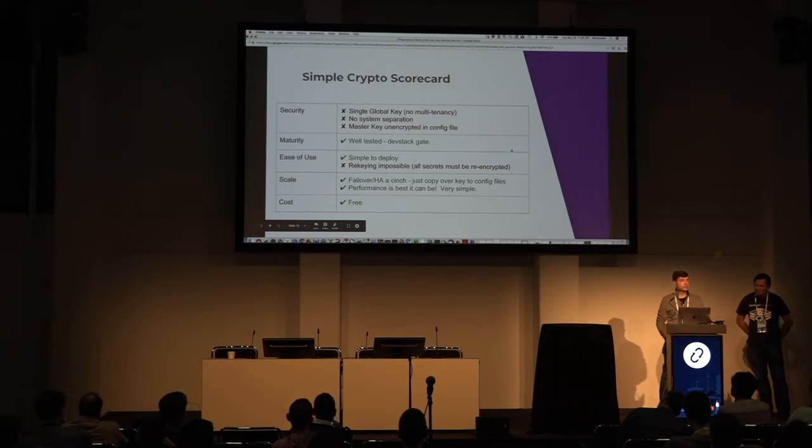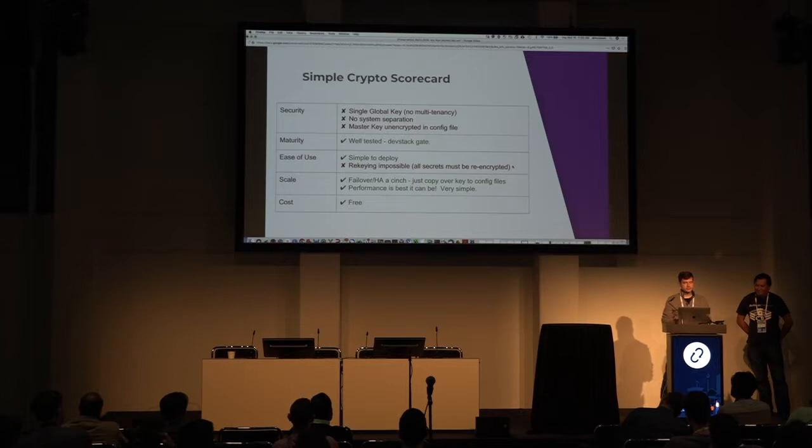In terms of maturity, this is very well tested. This is what we use as we develop. This is what we use running in the gate in the CI/CD for OpenStack. So it's been tested thousands and thousands of times. So at least we know that it's stable and it works well.